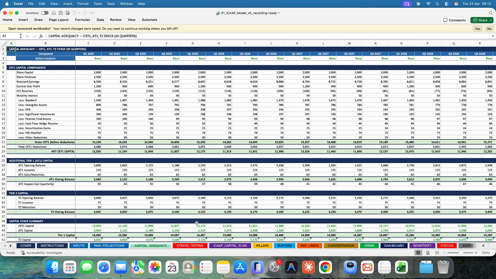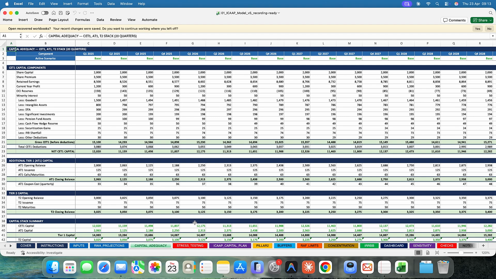Every capital ratio is live, CET1, T1, total, against every minimum, Pillar 1, Pillar 2A, conservation buffer, counter-cyclical, systemic where relevant. If you sit close to MDA, the model tells you.